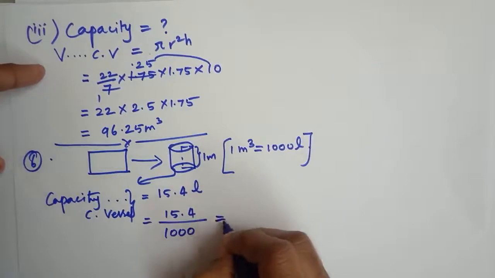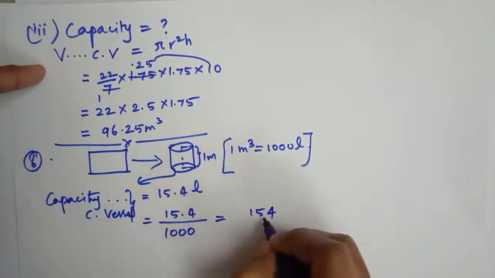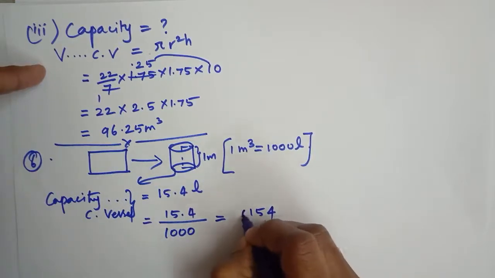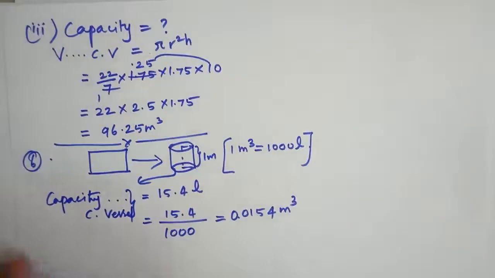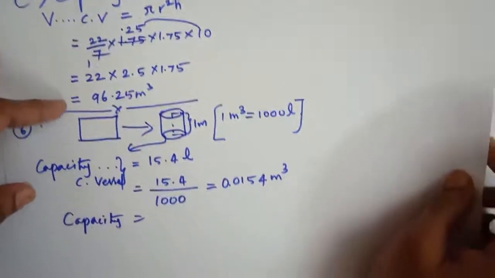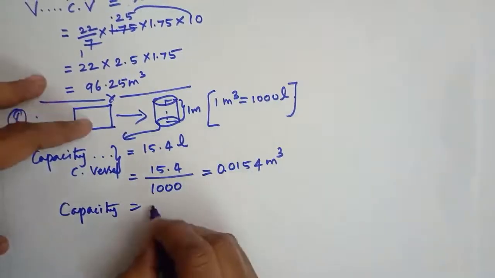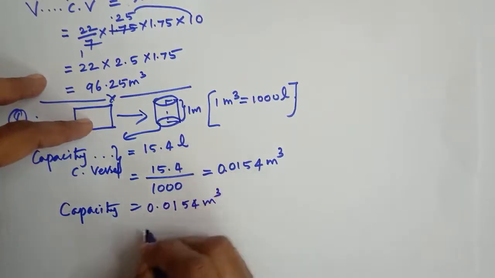So that is equal to 15.4, and now 154. Here there are 3 zeros, and the point is already here, so 1, 2, 3. You have to move 3 digits before. So it is 0.0154 meter cube. Now the capacity is equal to 0.0154 meter cube.